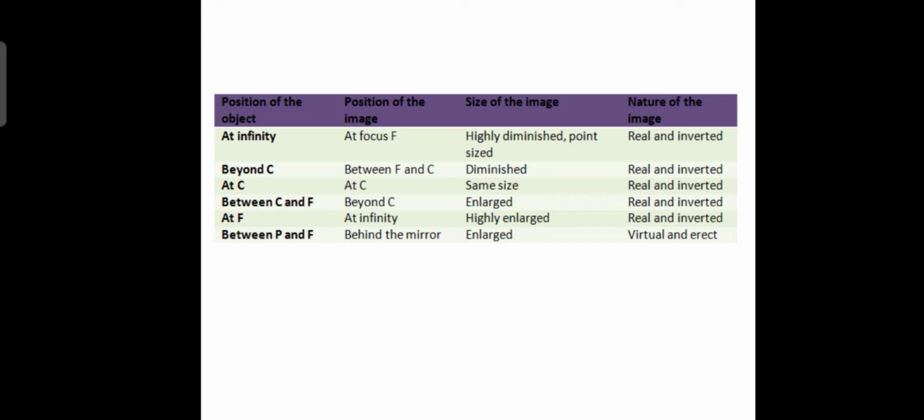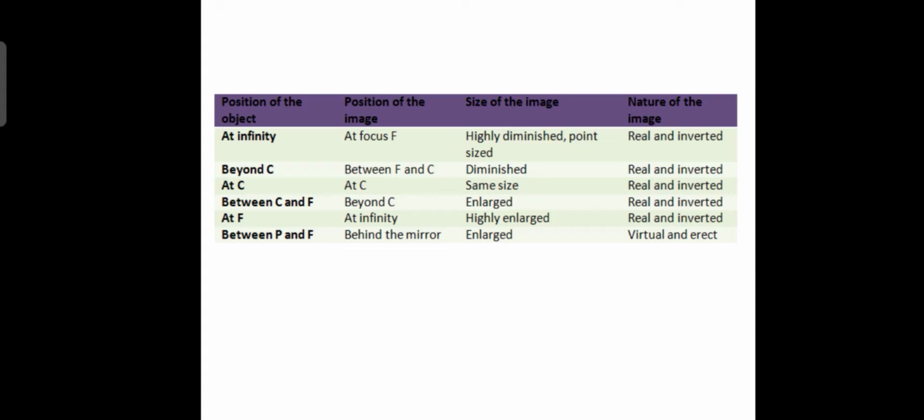According to the position of the object as well as the position of the image formed, we can classify them according to various sizes and shapes of the images, and there is also a particular nature for the image. That means if the image is formed behind the mirror, then it will be a virtual image, and if the image is forming in front of the mirror, then we call it a real image.